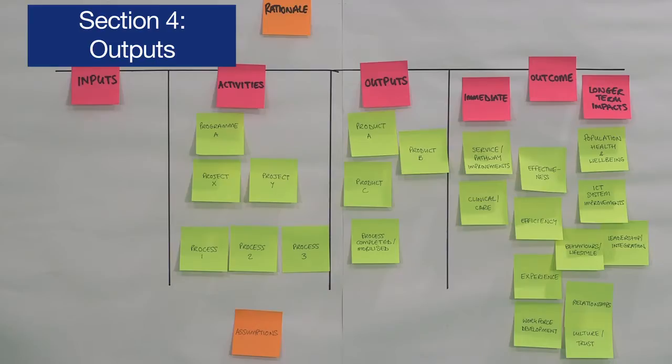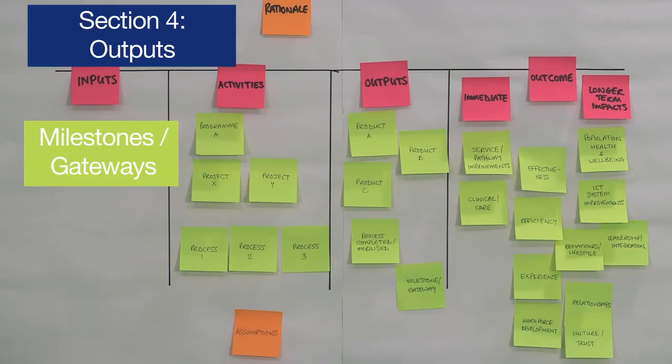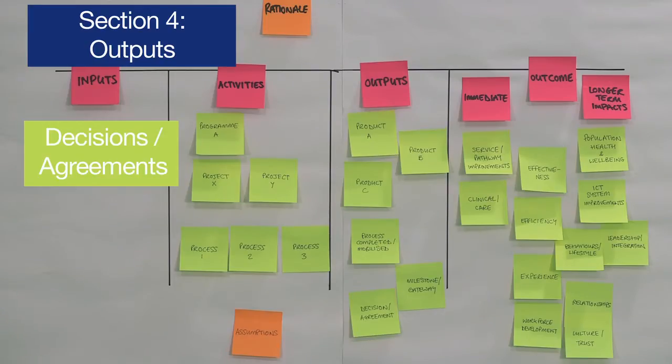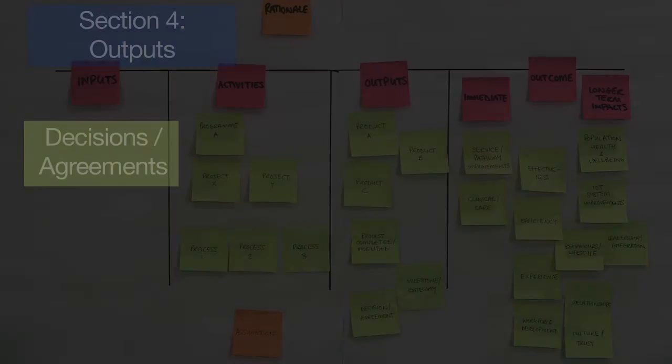It can also be useful to relate back to your own programme methodology, and you might want to describe your output to align with your milestones and gateways, and not to forget that there will be key decisions and agreements to be made along the route, and that those form some of your important outputs for your change programme.